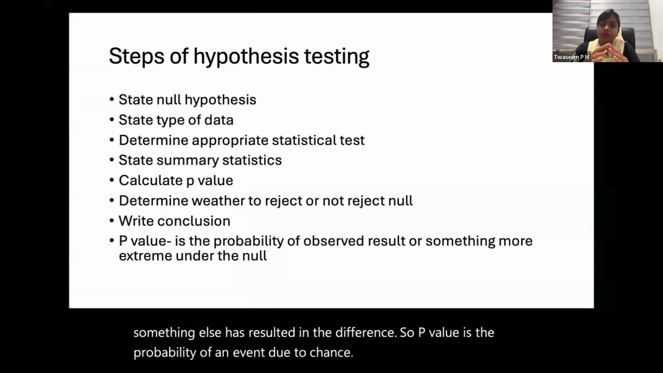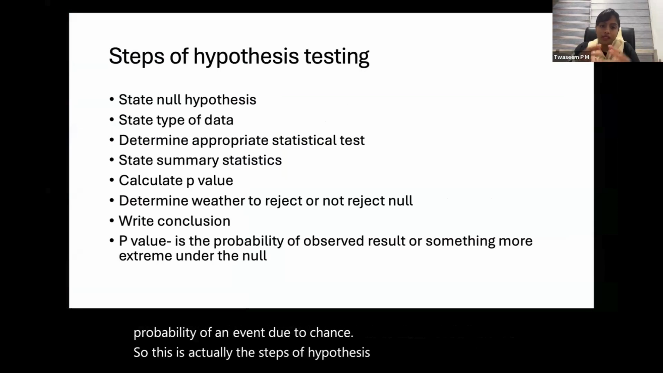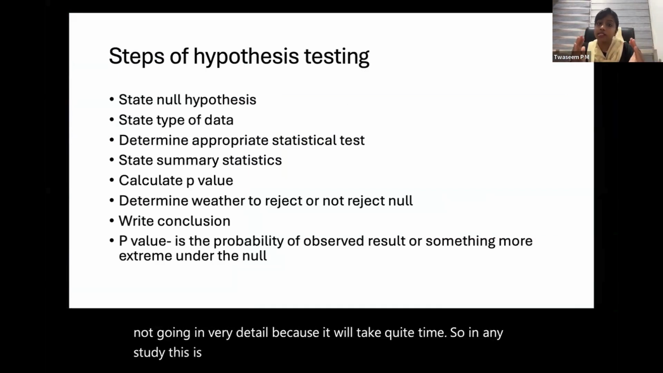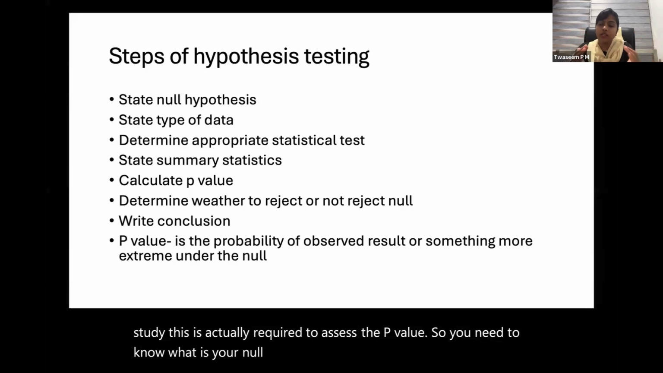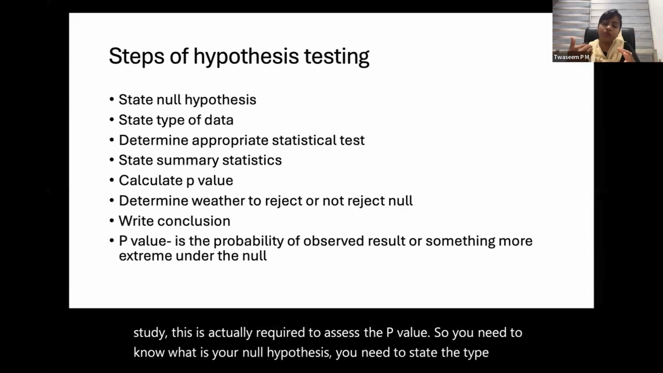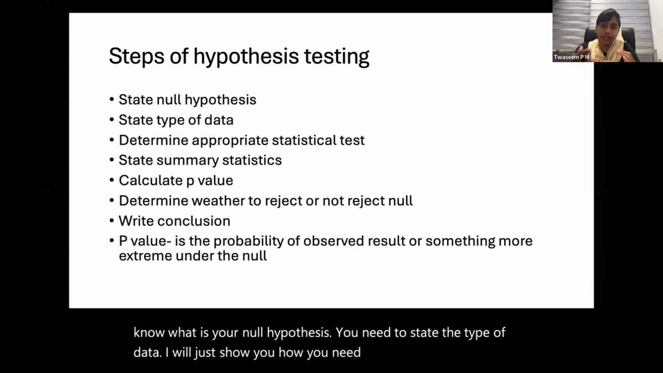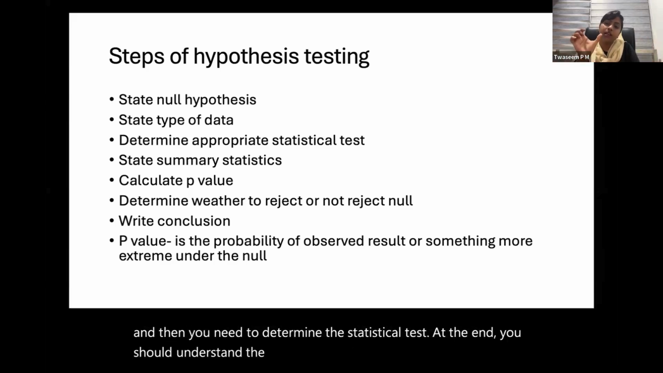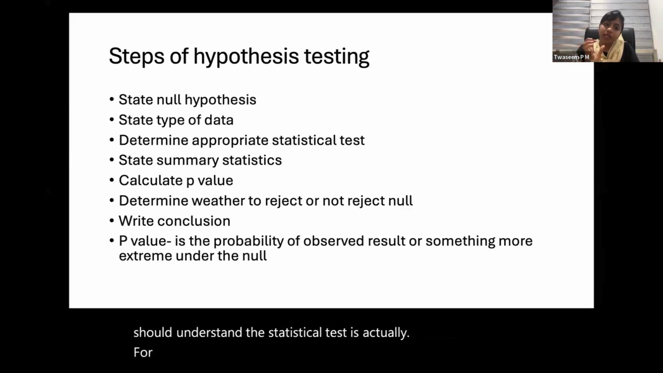So these are the steps of hypothesis testing, which I'm not going into in very much detail because it will take quite some time. In any study, this is required to assess the p-value. So you need to know what your null hypothesis is. You need to state the type of data. I'll show you how you need to state the type of data. And then you need to determine the statistical test. At the end, you should understand that the statistical test is for calculating the p-value, based on which you reject or accept your null hypothesis.